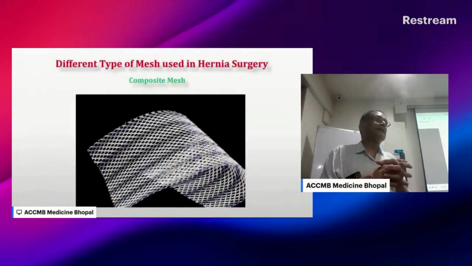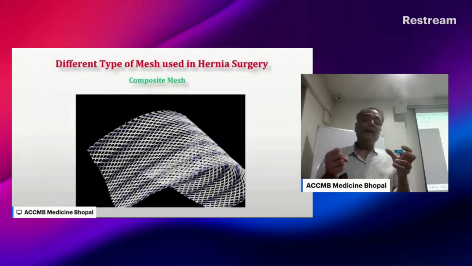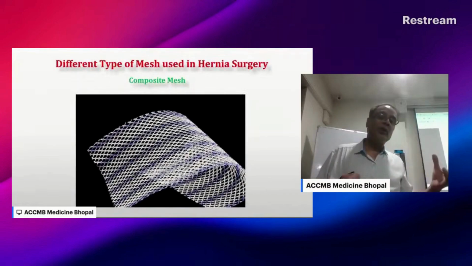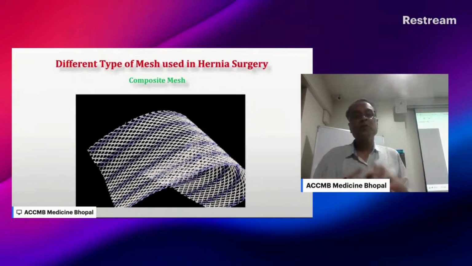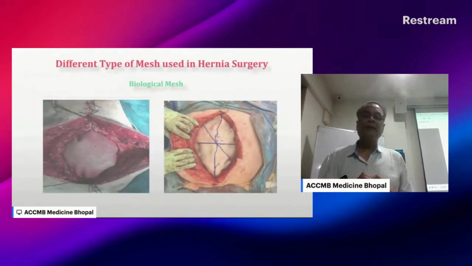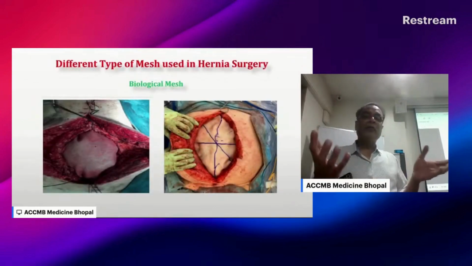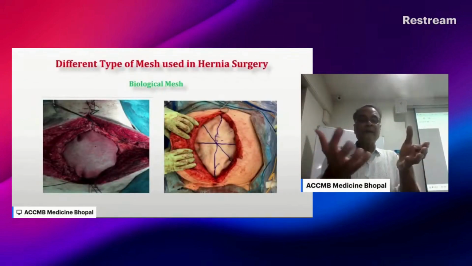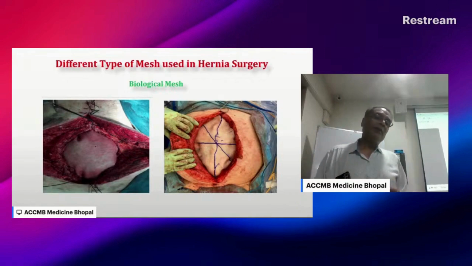Now this is called composite mesh. Here they have incorporated two chemicals. One is called polyglactin, second is polypropylene. So this is called a composite mesh. Better result than simple polypropylene. Now this is a photograph of the biological mesh, and we have applied this biological mesh for an entire abdominal wall hernia. This is biological mesh.